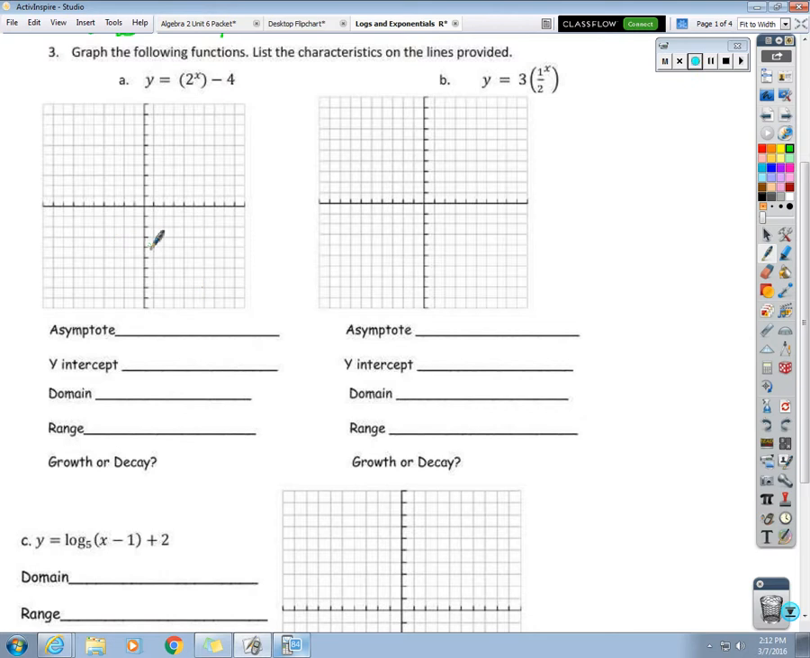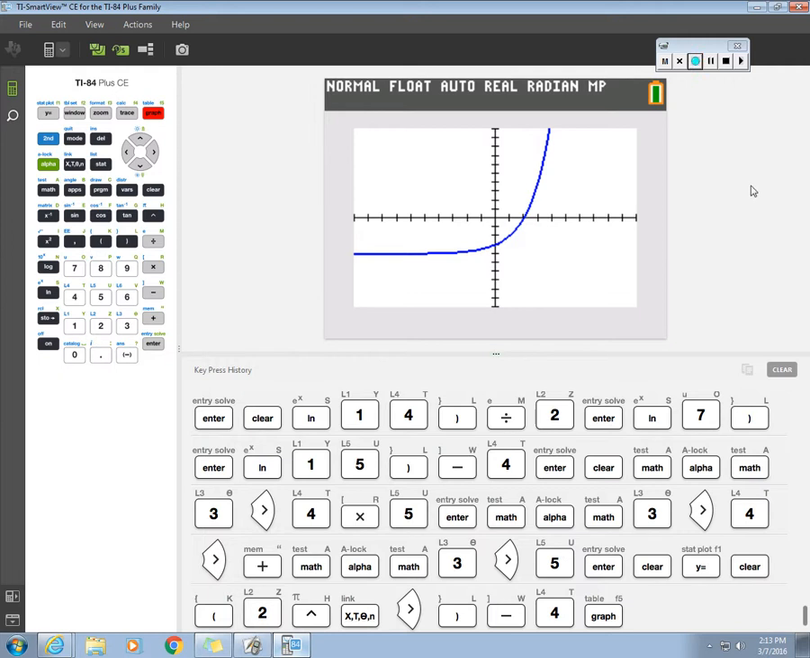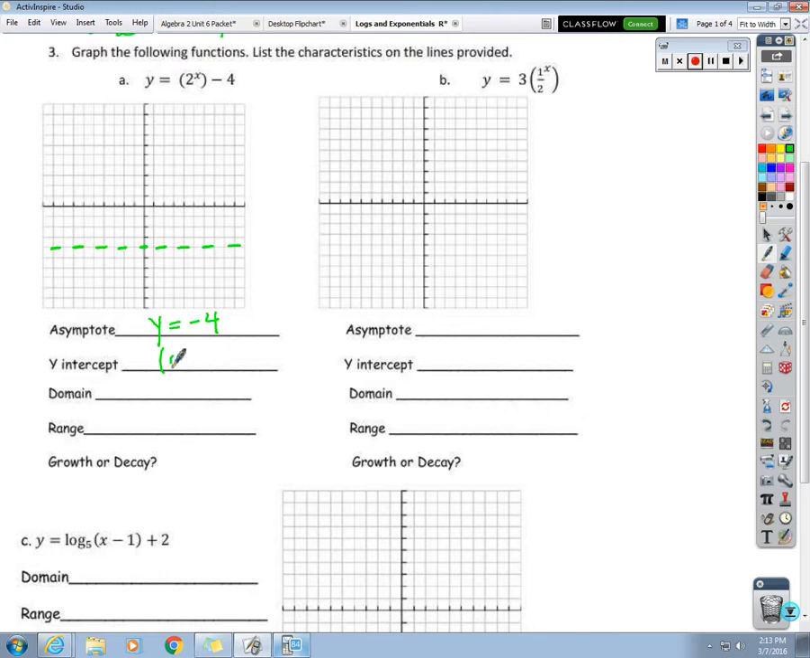And doesn't that asymptote go through the y-axis at -4? So you would write it as y equals -4. Right. That's the equation of the asymptote. It's a line that goes through the y-axis at -4. Now, where is the y-intercept? Negative 3. If you're not sure, watch. Hit trace. And it tells you when x is 0, y is negative 3. So that's your y-intercept. 0, negative 3.